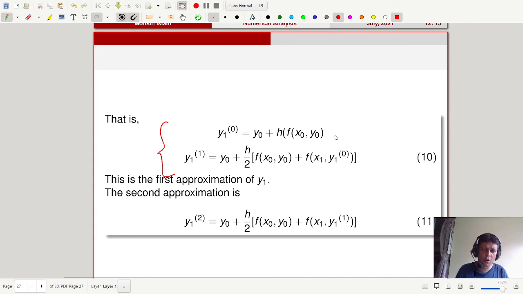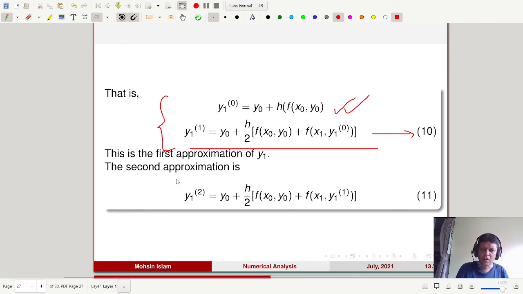So you are using Euler's previous formula as well as the modified formula. This is the modified formula, number 10. This is the first approximation of y1. We will have the next, second approximation of y1, that is y1 2, equal to y0 plus h by 2 times f(x0, y0) plus f(x1, y1 1). So this is how your values are modified by Euler's modified method.